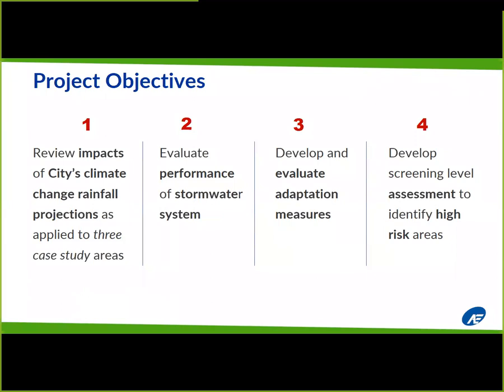So that would be the catch basins and the stormwater pipes that are buried below ground. And then following that evaluation, identify adaptation measures that might be needed to mitigate the risk of flooding as a result of climate change. And the fourth objective, which is an item that I'm not really going to talk about today at all, is the development of a screening level tool to assess and identify high-risk areas within the community. And for that objective, it was really geared towards looking at a city-scale tool that could be used to identify risky areas.